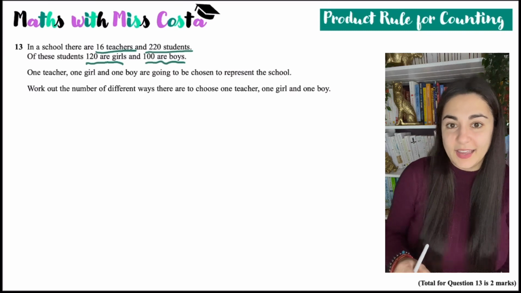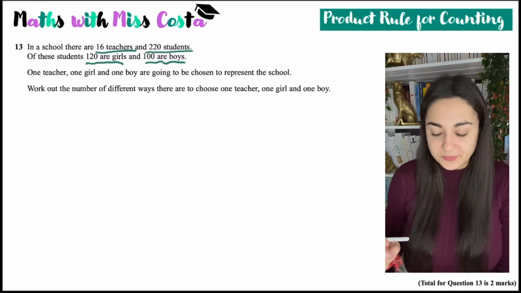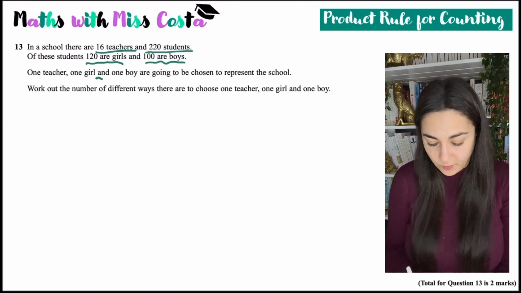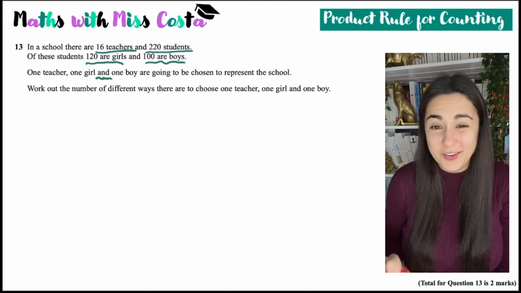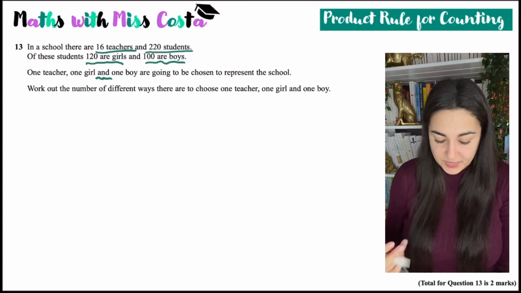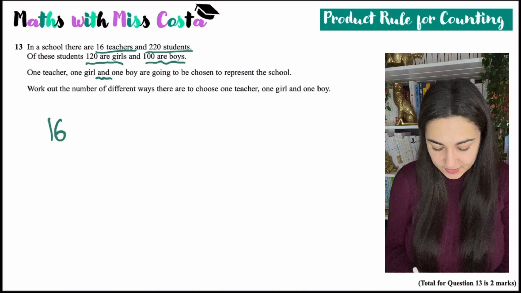So the key thing here is that we are using the product rule for counting. So in probability, when you have the word and, generally it means that we're going to be multiplying the numbers together. So we've got one teacher, so there are 16 teachers. We've got how many girls? 120 girls.